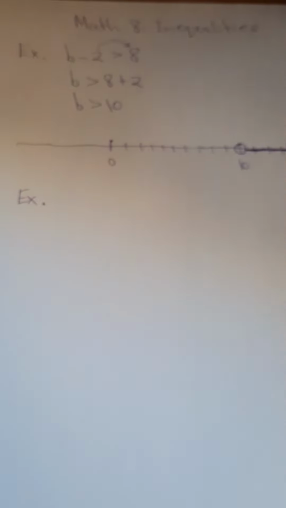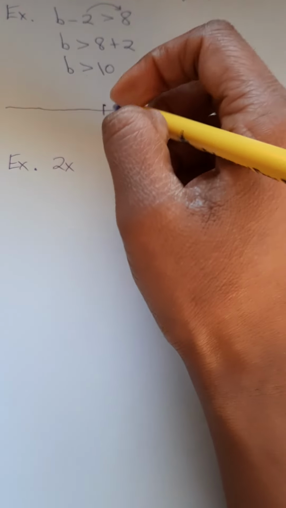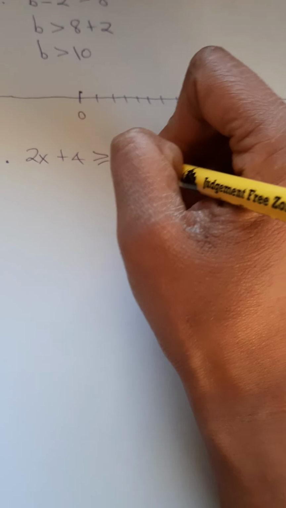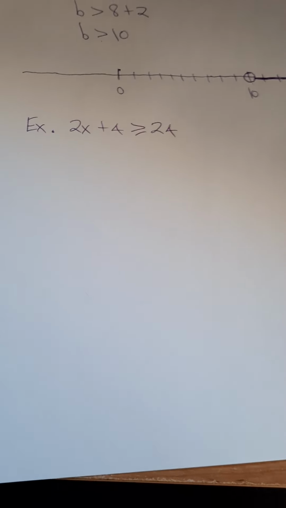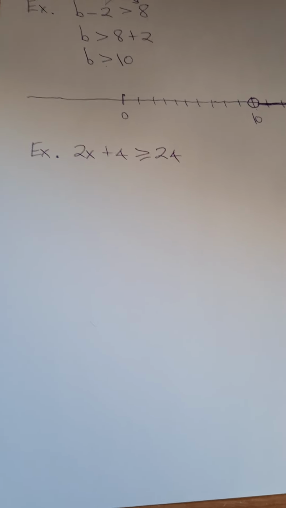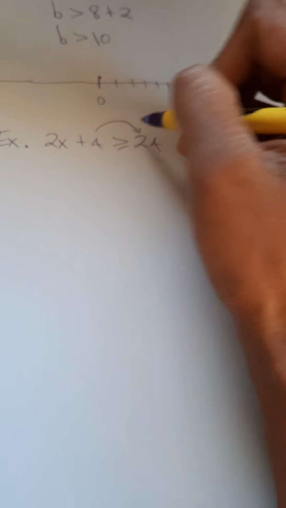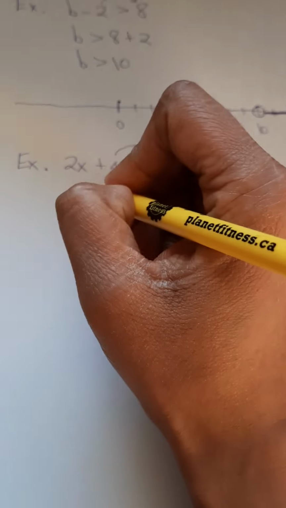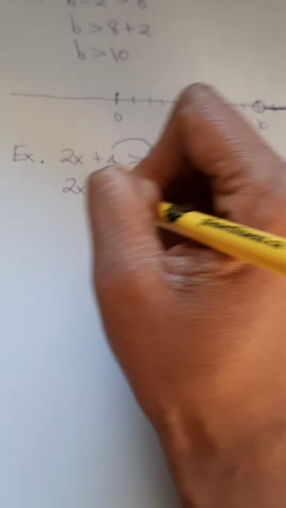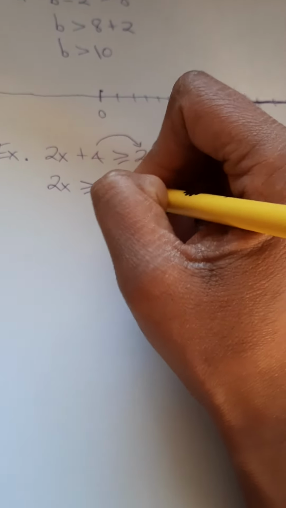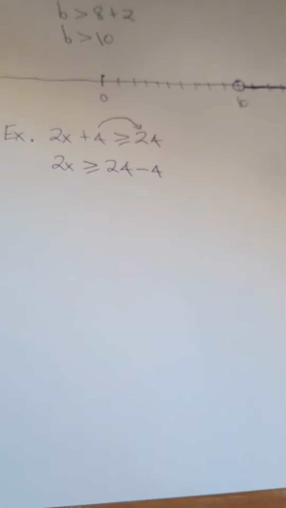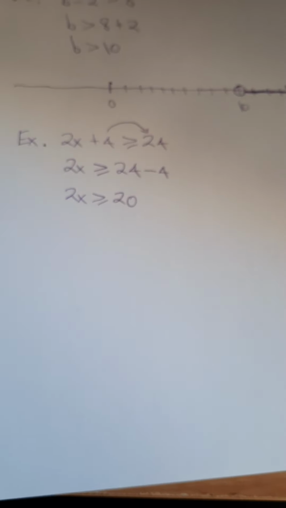So this was just like a simple inequality. So let's try this one. I have 2x plus 4, and it's greater than or equal to 24. Again, what I'm going to do here is take the 4 to the opposite side, and we're going to change the sign. So 2x is greater than or equal to 24 minus 4. I'm going to subtract it here. So 2x is greater than or equal to 20.